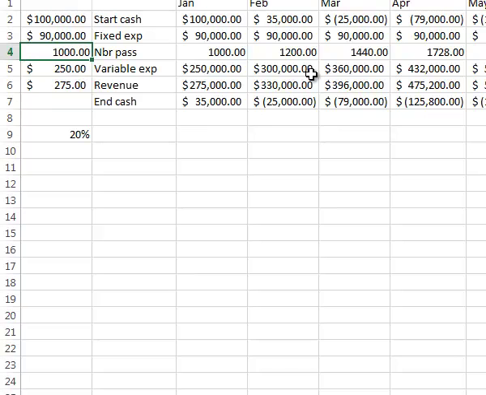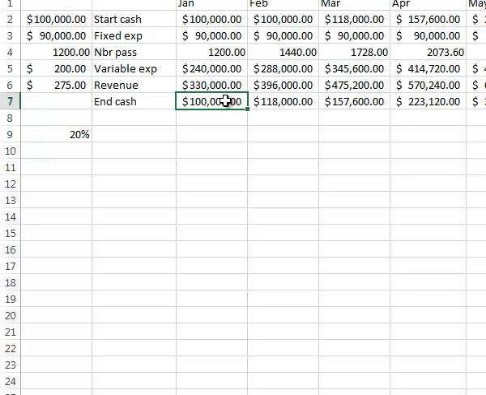And I actually meant, oops, I made a change in the wrong cell. Let's say 1,200 passengers. And you can see that for 1,200 passengers, my start cash and my end cash are the same. So with the numbers that I picked, the number would be 1,200 passengers. In your case, you will have different numbers in here and a different answer for question number 1.